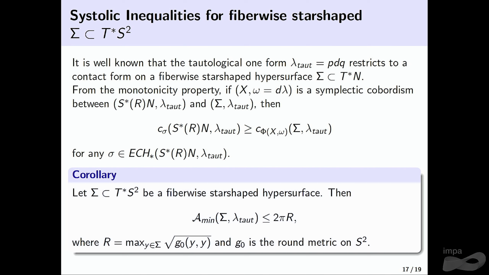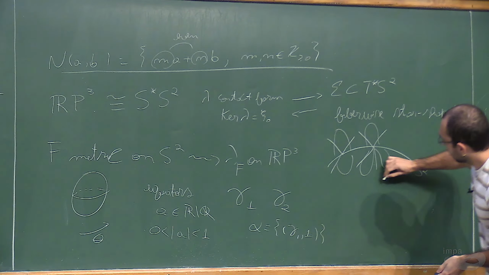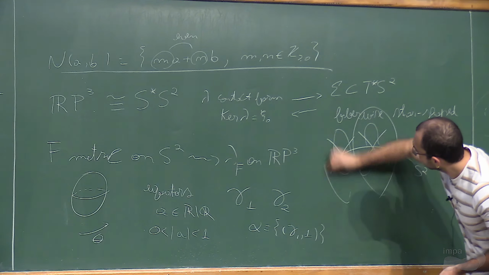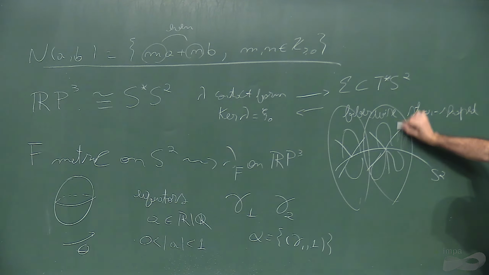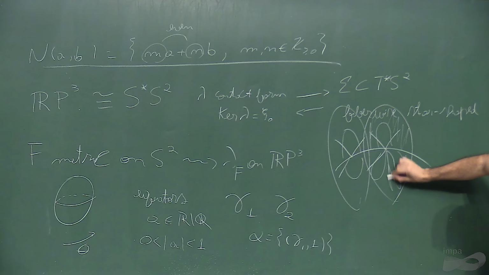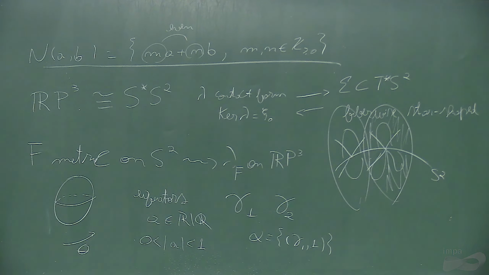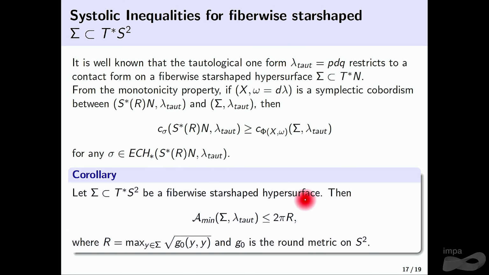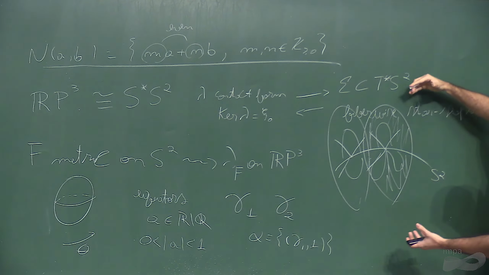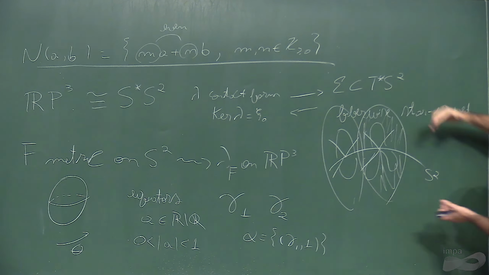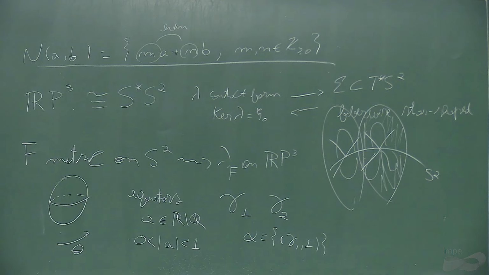You can use the monotonicity to put these in a bigger round metric, and for the round metric we computed all the ECH spectral invariants. This is a natural symplectic cobordism, so the monotonicity holds. And then the minimal action among the Reeb orbits should be lower than or equal to the ECH spectral invariant for the round metric. G0 is the round metric. And obviously, the star-shaped hypersurface is compact, so it's enclosed in a round metric like this. So we have this systolic inequality.